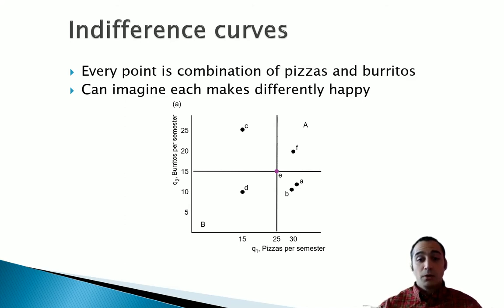Let quadrant 1 be given as thus, and picture that every point in quadrant 1 gives you the options between some number of pizzas and some number of burritos. And therefore, every point in this plane gives you a combination of those two objects. And we also can imagine that every single combination of pizzas and burritos gives you some level of happiness.